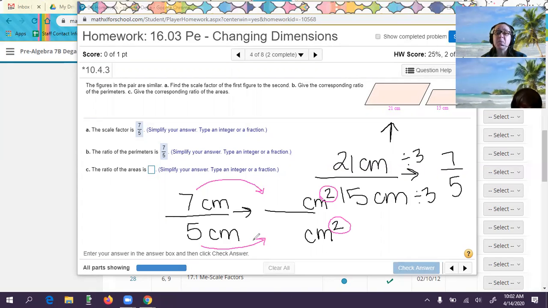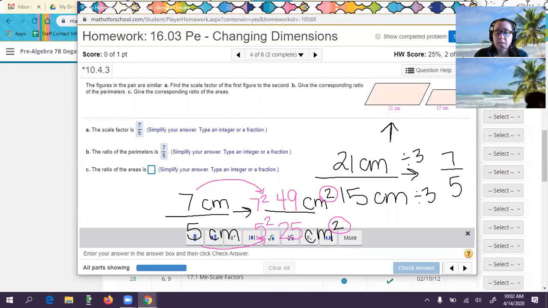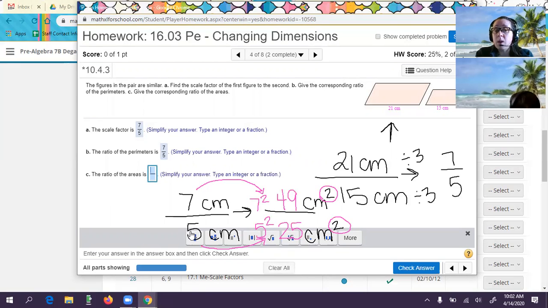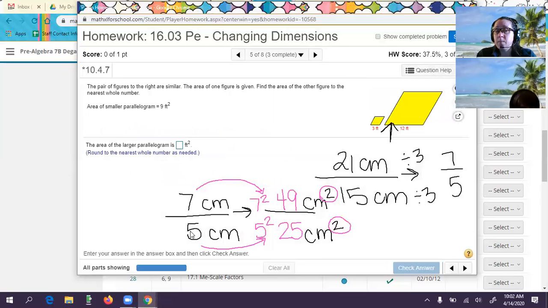Yeah, very good. We're going to square it. So we're going to go 7 squared and 5 squared. So our ratio of the areas would be 49 over 25. So if you have the areas, you square root to get down to the scale factor, no problem. And then if you have the scale factor, you square it to get that one there. Cool.